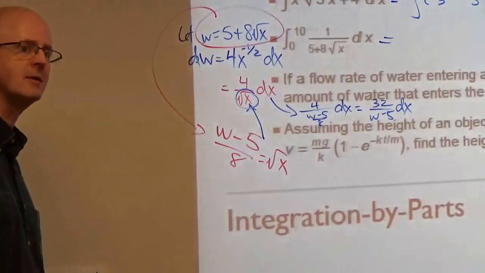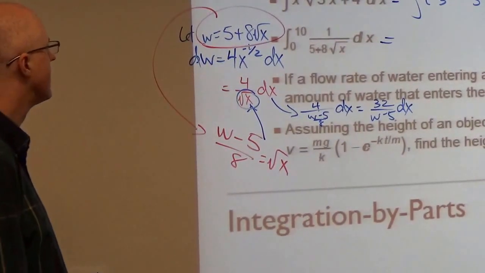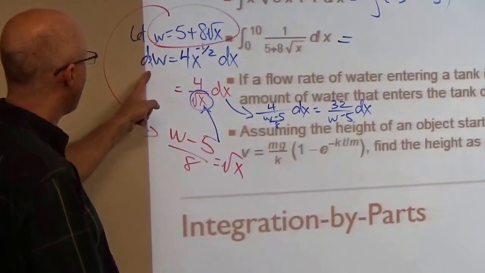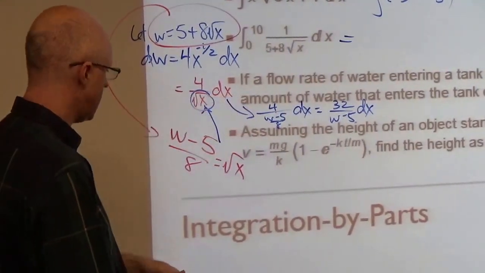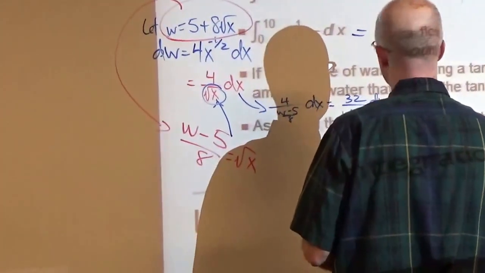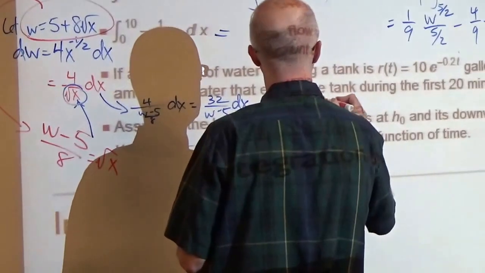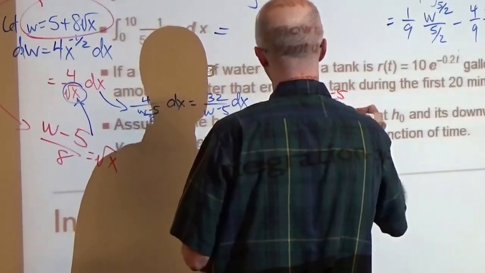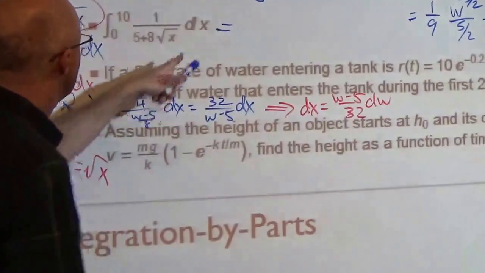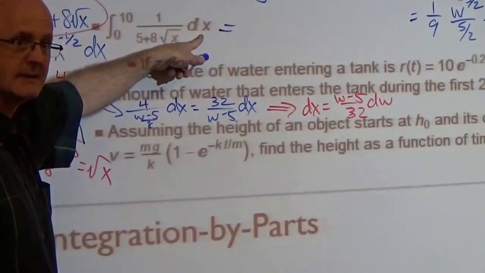That 8 goes in the numerator with the 4. And then that's equal to dw. I want to essentially solve that for dx. That means dx is w minus 5 over 32 dw. And that can be plugged in there in place of the dx.